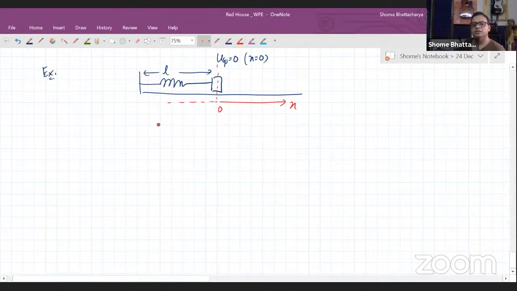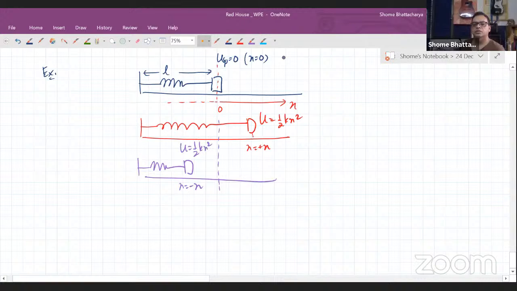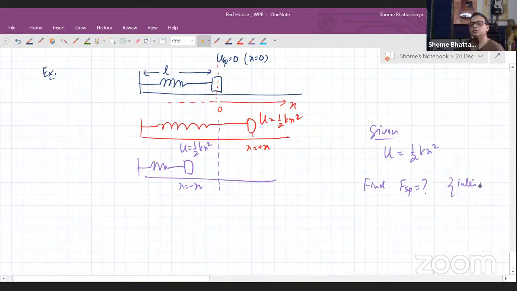But we also know that when we stretch the spring to this position, the potential energy is half kx square. Or when we compress the spring to x equal to minus x, again the potential energy is half kx square. So we know the formula. So given that the potential energy of the system is known to us, half kx square, now we have to calculate the spring force, that is the internal conservative force.